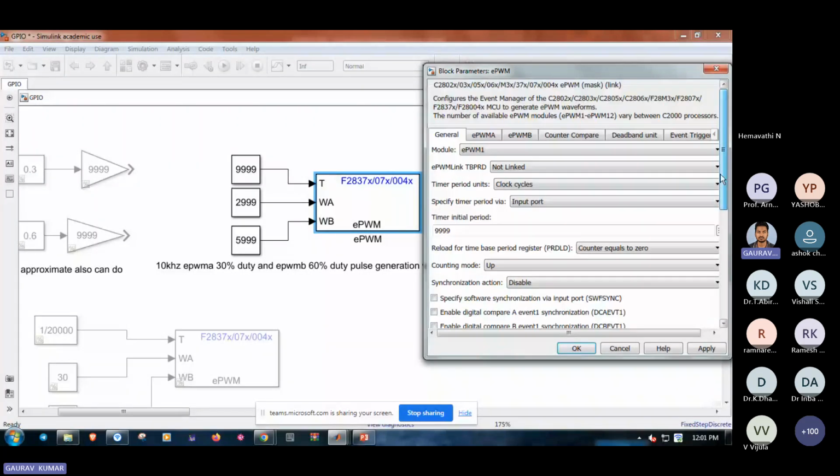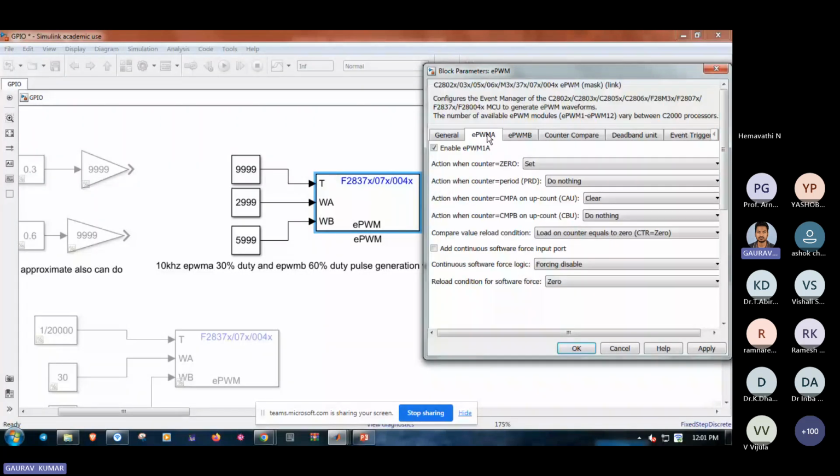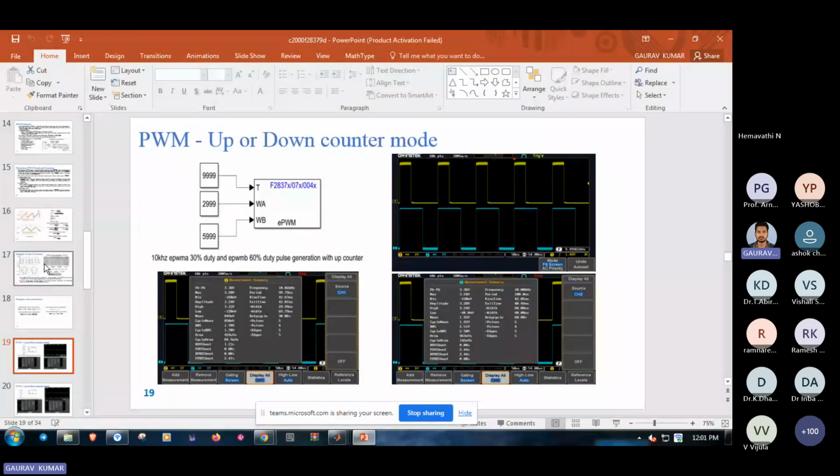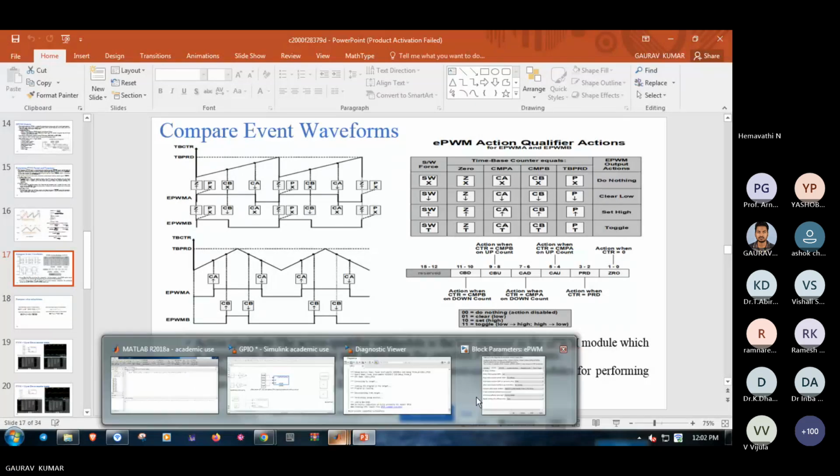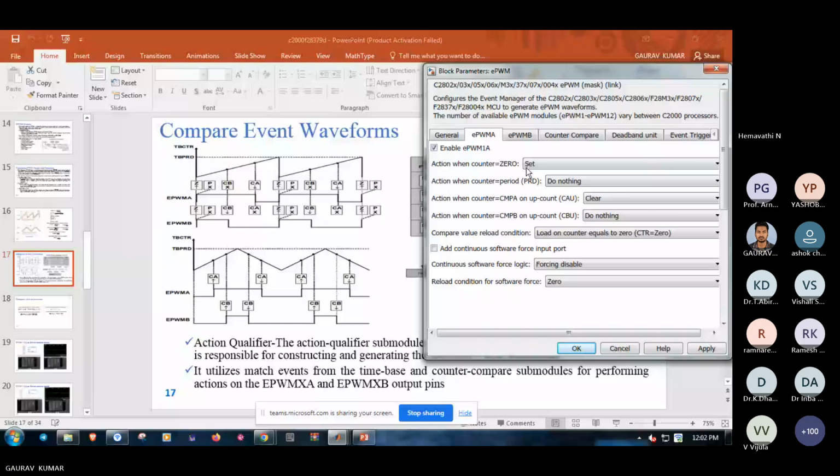Then we go for the EPWMA. For EPWMA, I have told you how to set it in the slide: at zero set, and at period or compare, we clear. So again, according to that, I have selected for the EPWMA, and similarly for the EPWMB. Okay.